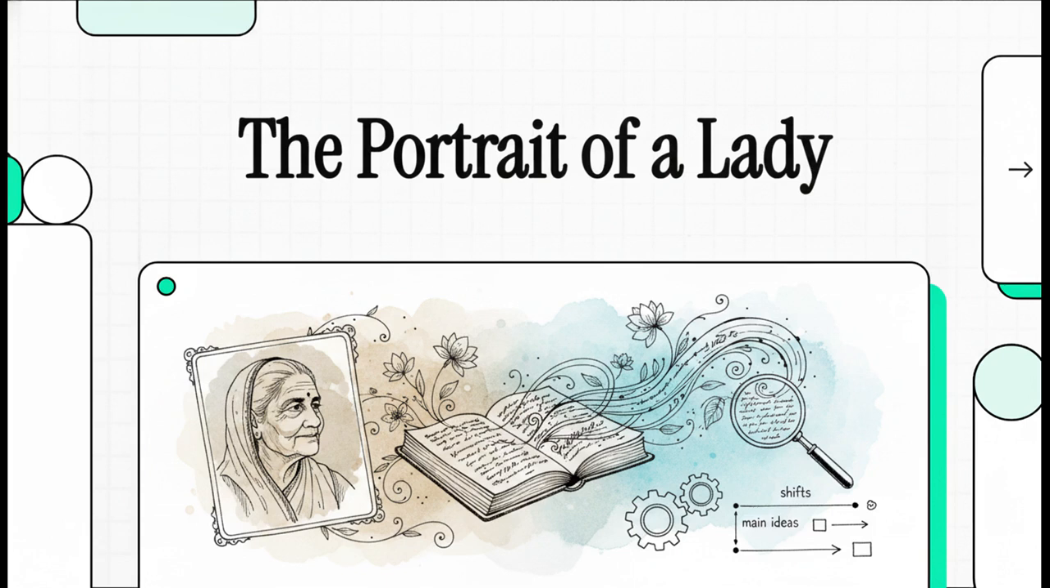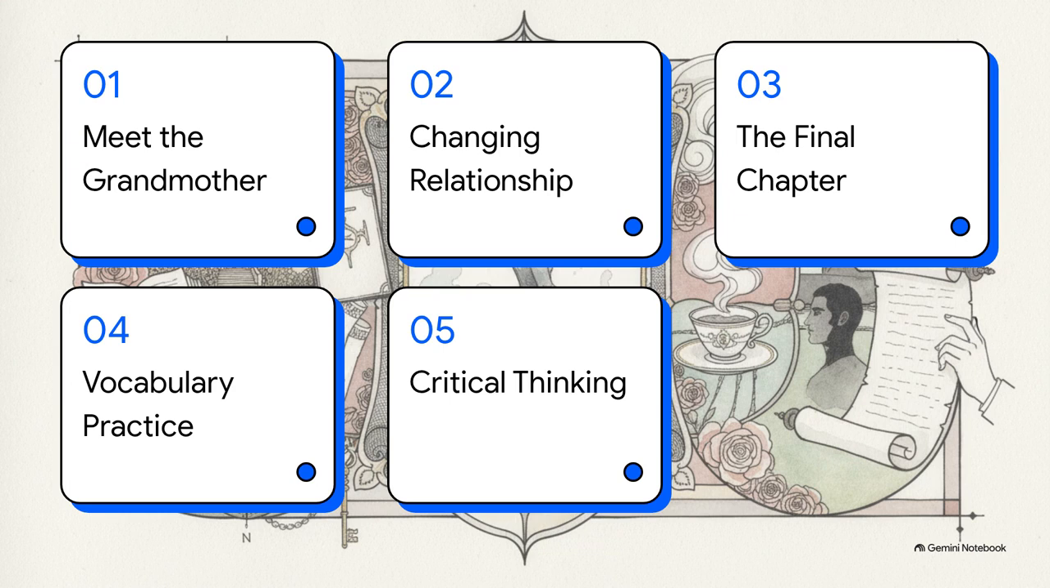Today, we're going to break down the main ideas in easy English, compare the key shifts in the narrative, and dive deep into the vocabulary and critical thinking questions so you can truly master the story. Here's our roadmap for the analysis. We'll start by meeting the grandmother. Then we'll track their changing relationship, look at the final chapter of her life, do a little vocabulary practice, and finally wrap things up with some critical thinking.